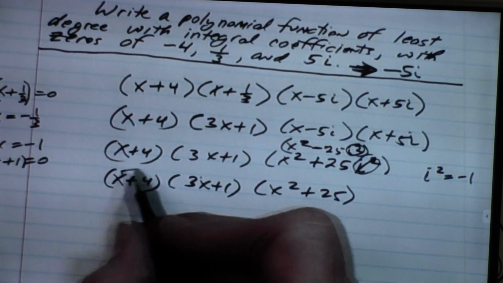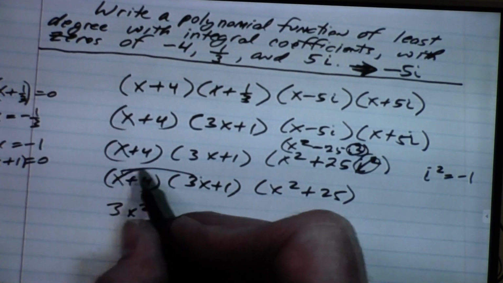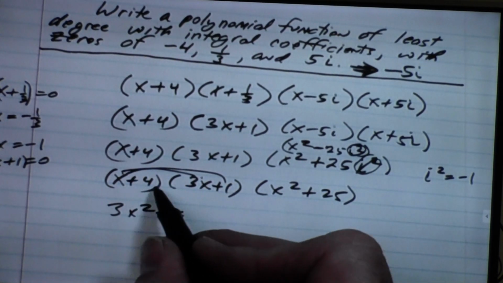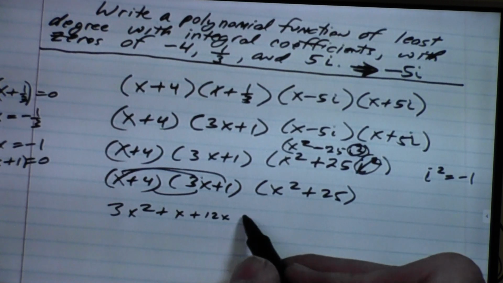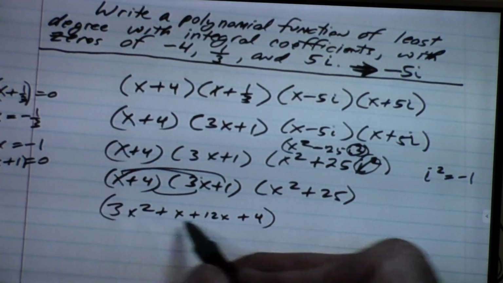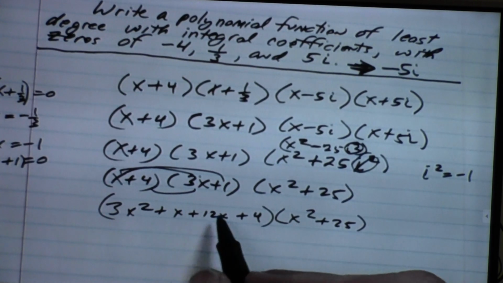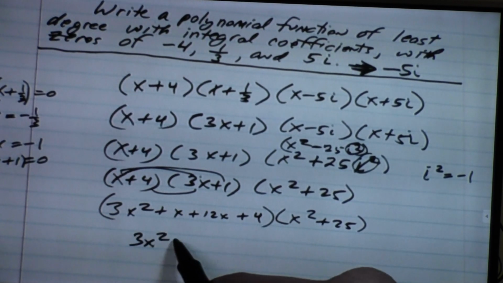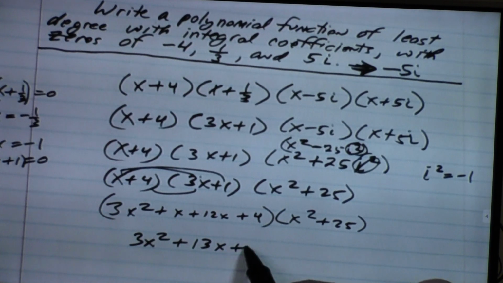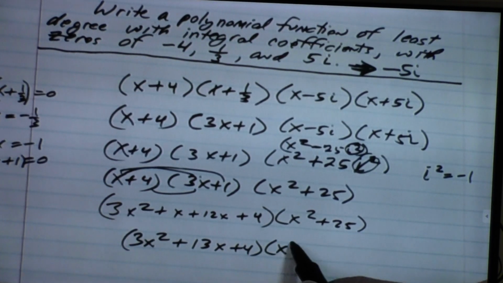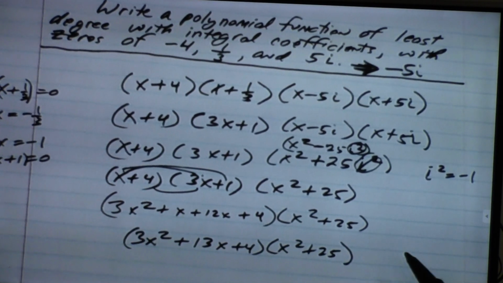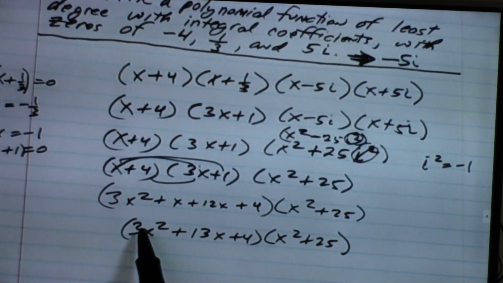X times 3x will be 3x squared plus x plus 12x plus 4. I'm going to clean this up first by adding those together. 3x squared plus 13x plus 4. Now I can multiply this times these. I mean, we have to multiply this out.